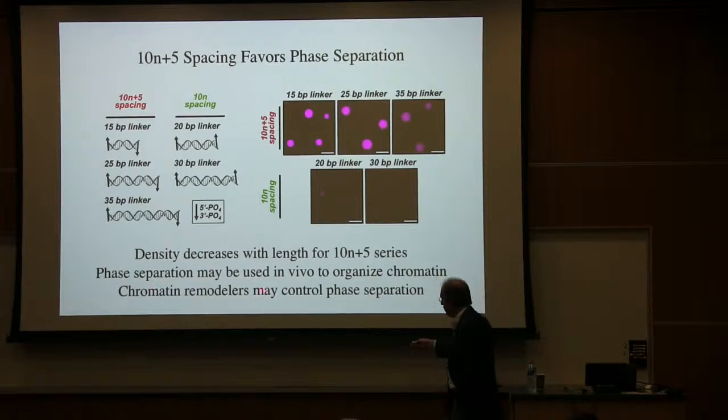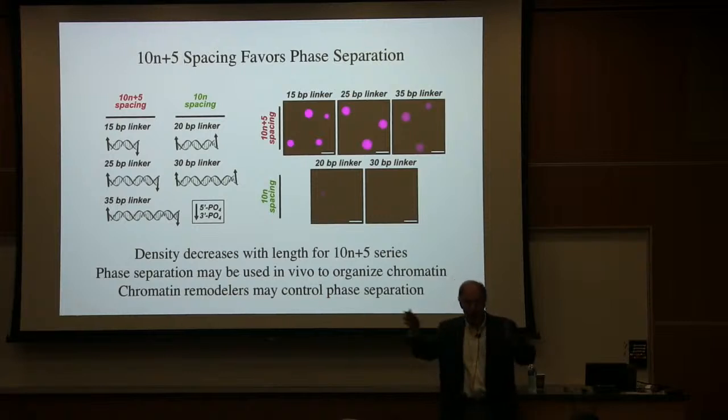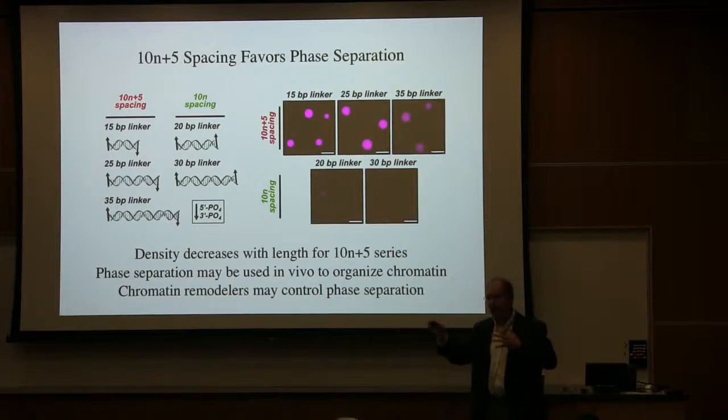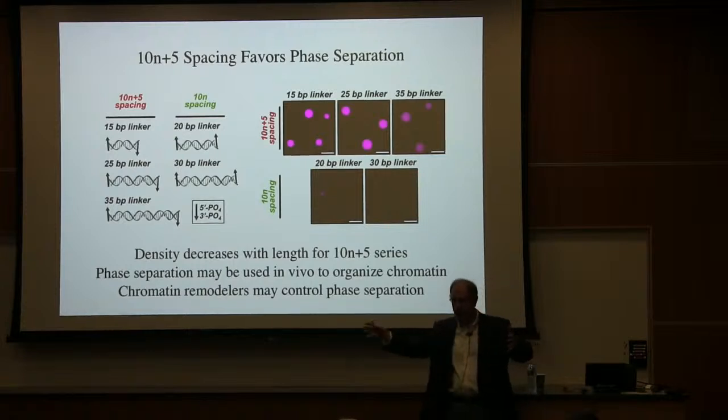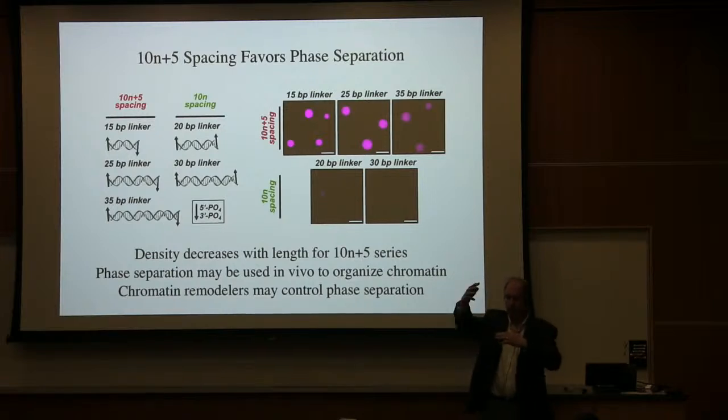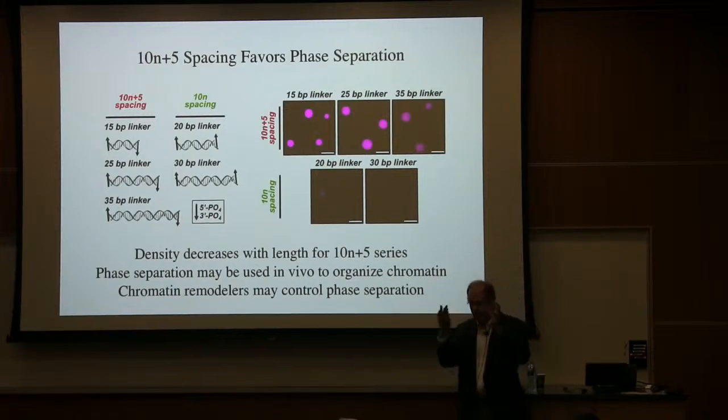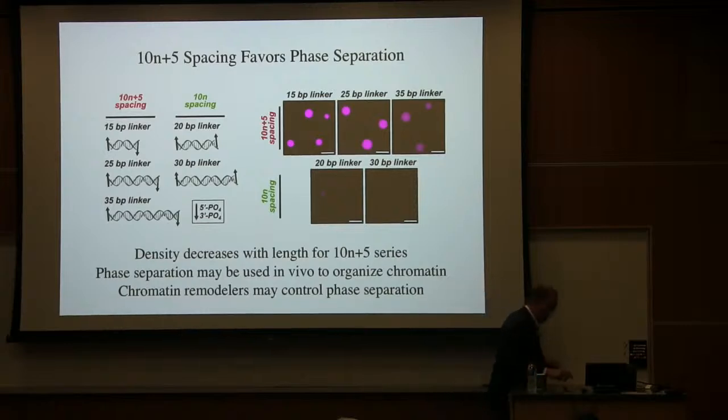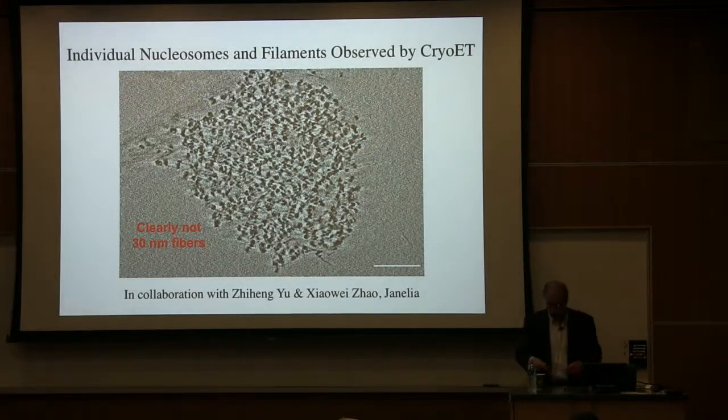And of course, this says that chromatin remodelers that push around nucleosomes and dictate their relative spacing may be something that can be used to control not just nucleosomes along one strand, but the association between different strands of chromatin, giving higher order organization.